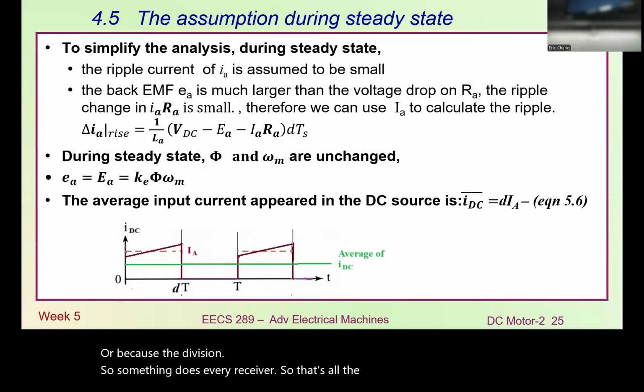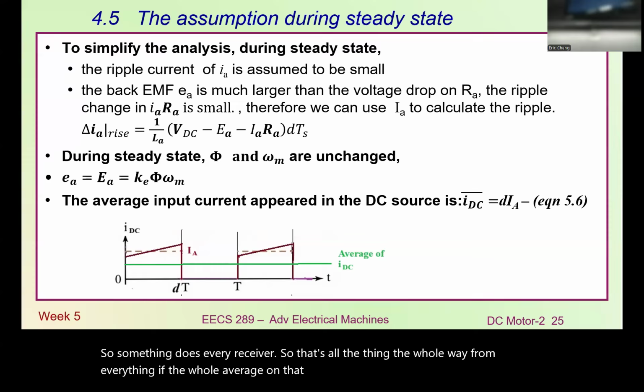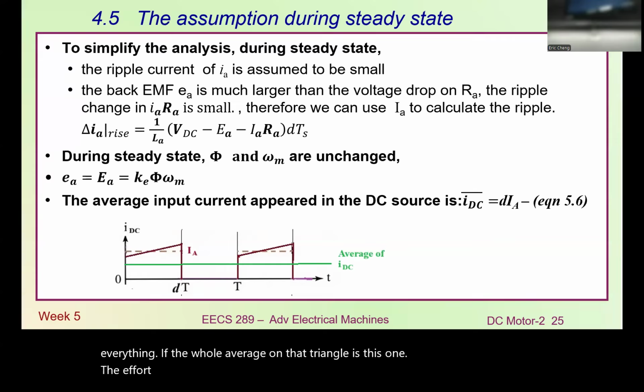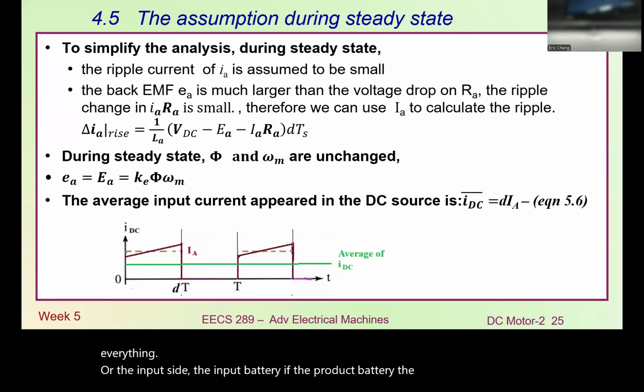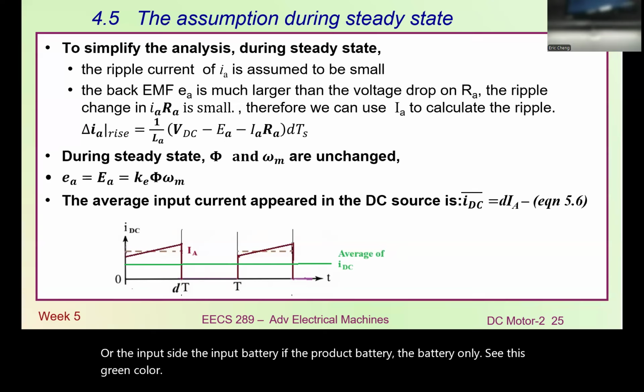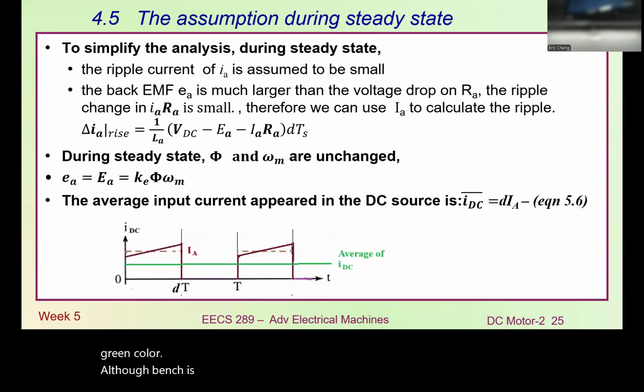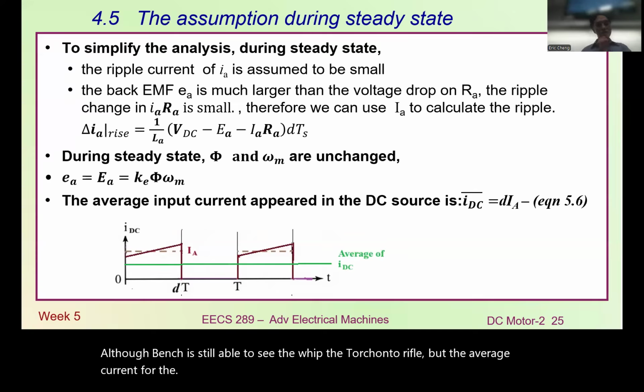If the average is only on that triangle, it is this one. If the average is on the whole waveform, it becomes this one. The motor will see everything. On the input side, if they connect the battery, the battery only sees this green color. Although the battery is still able to see the trapezoidal waveform, the average current for the battery will still be lower DC.